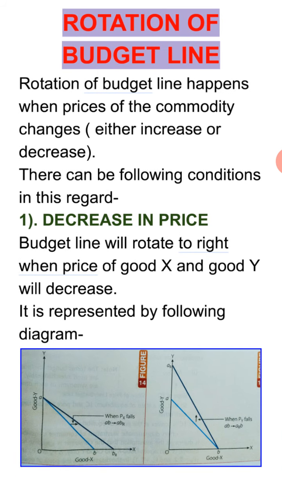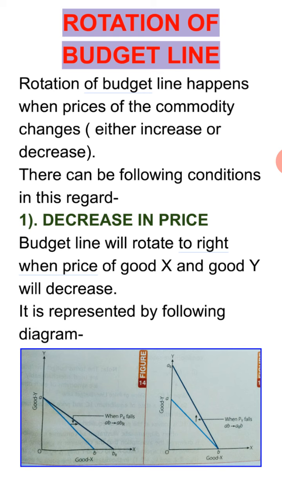Now the next topic, that is the rotation of budget line. We all have discussed earlier in the earlier chapters what is a rotation. When any of the diagram changes its position from any of the single axis, that is known as rotation. So see here, rotation of budget line happens when price of commodity changes. जब कमोडिटी की प्राइस चेंज होगी तो यहाँ पे रोटेशन की कंडीशन होगी.